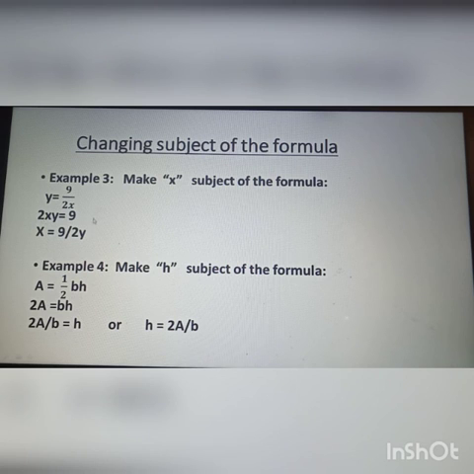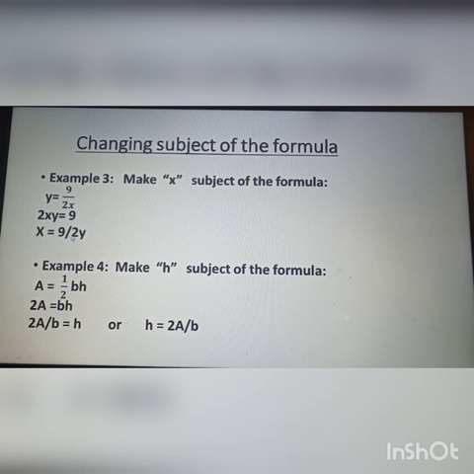Something added, taken to the other side, will be subtracted. Something subtracted, taken to the other side, will be added. The opposite operation will be done. Something multiplied on one side, if it is to be taken to the other side, will be divided there. And if something is being divided on one side and we are to take it to the other side, it will be multiplied there. So here 2 and y will be divided with 9 here.